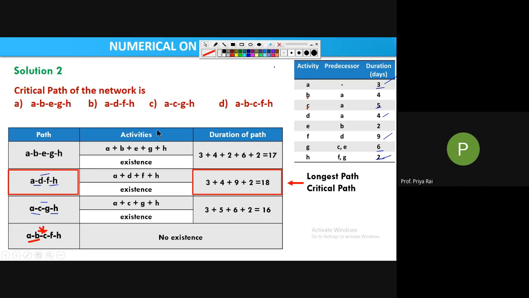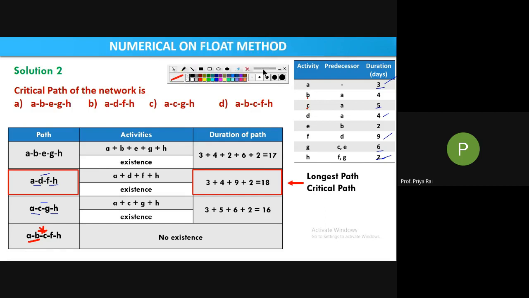Clear? See, you need not draw the network diagram. If you draw it, you will take much time, and that is not possible. In a competitive exam, you have to solve this as early as possible in less time. So like this you have to do. Only identify the activities given in the options. No need to draw all the activities or the whole network.